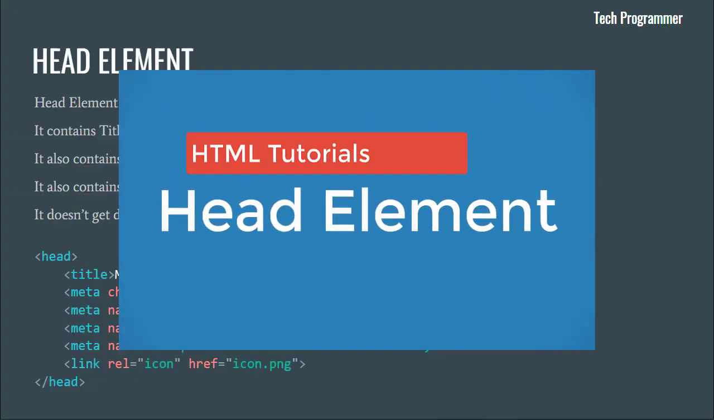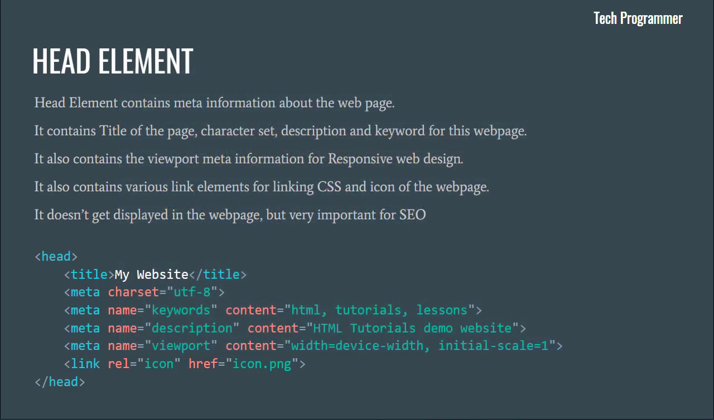In the last video, we looked at the boilerplate code for any HTML web page. In this video, we are going to focus only on the head element. Head element contains meta information about the web page. It includes information like the title of the web page.